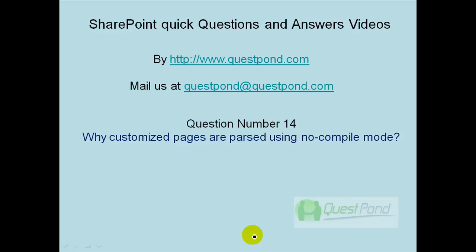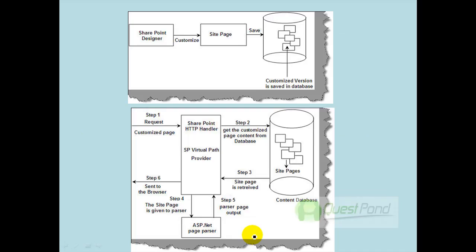First we'll try to understand the life cycle of how customized pages are rendered. Whenever you customize a site page, the customized version gets saved into the content database. You can customize a site page either using SharePoint Designer, or do it yourself. One important point to remember is that it just saves the customized version into the content database. In other words, it doesn't save the complete page, but only the customized version, right?